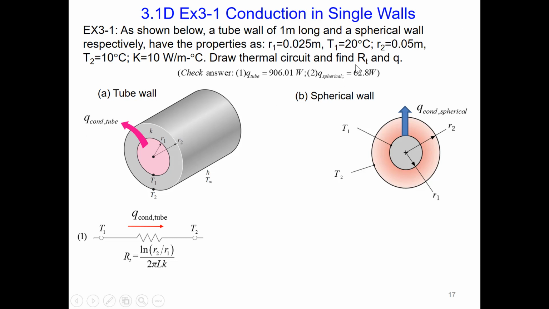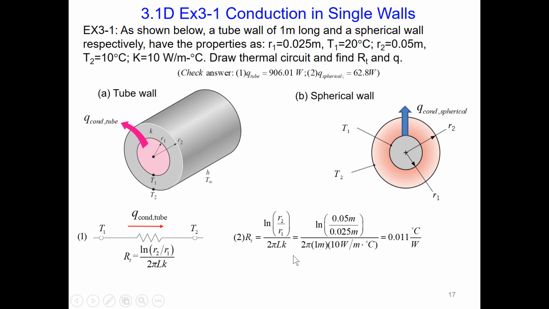Next, we will calculate the thermal resistance. We already have the equation. We write down the equation, then we plug in the numbers: natural log between R2 and R1, then 2 pi. This is the L, this is the K. So we get the thermal resistance.